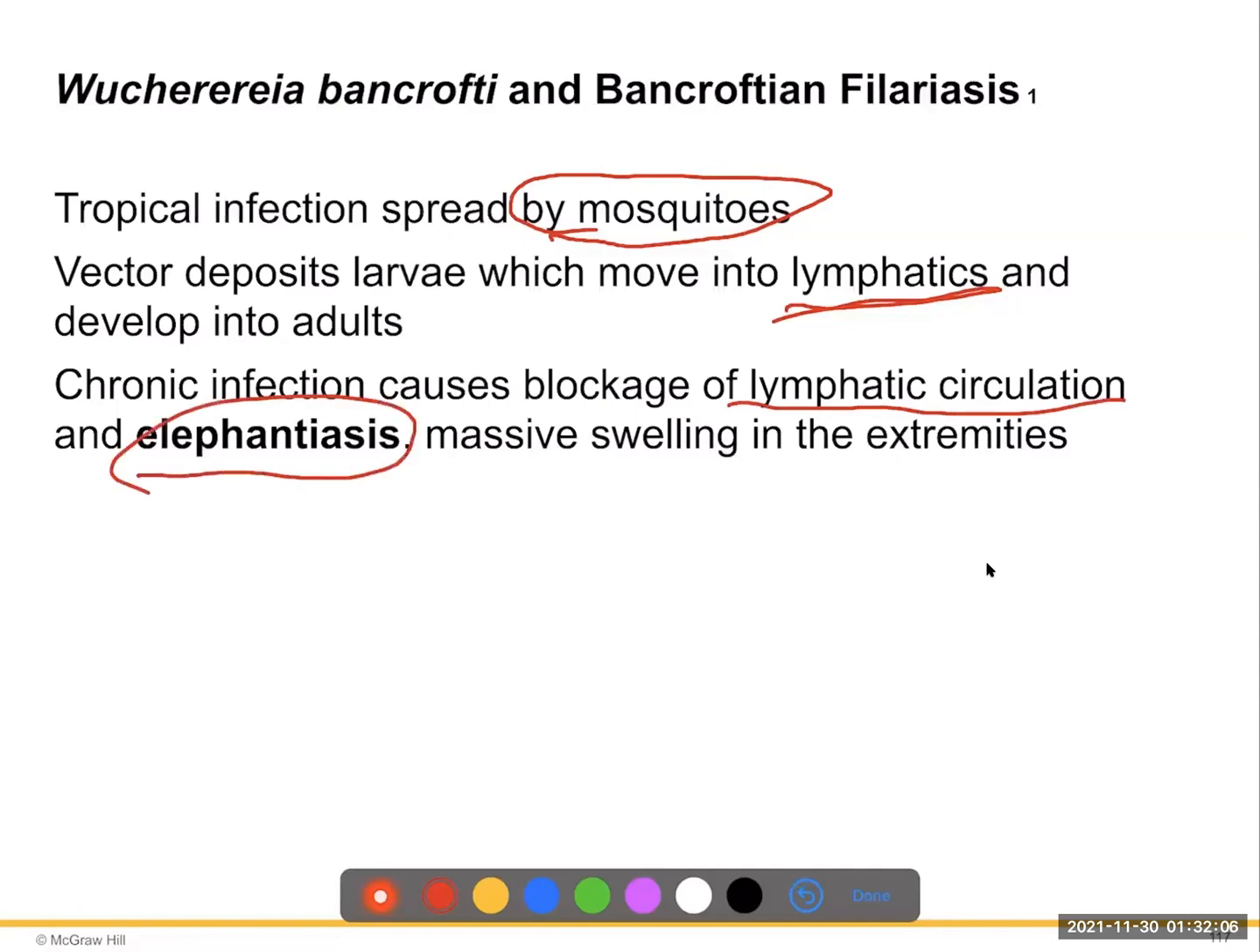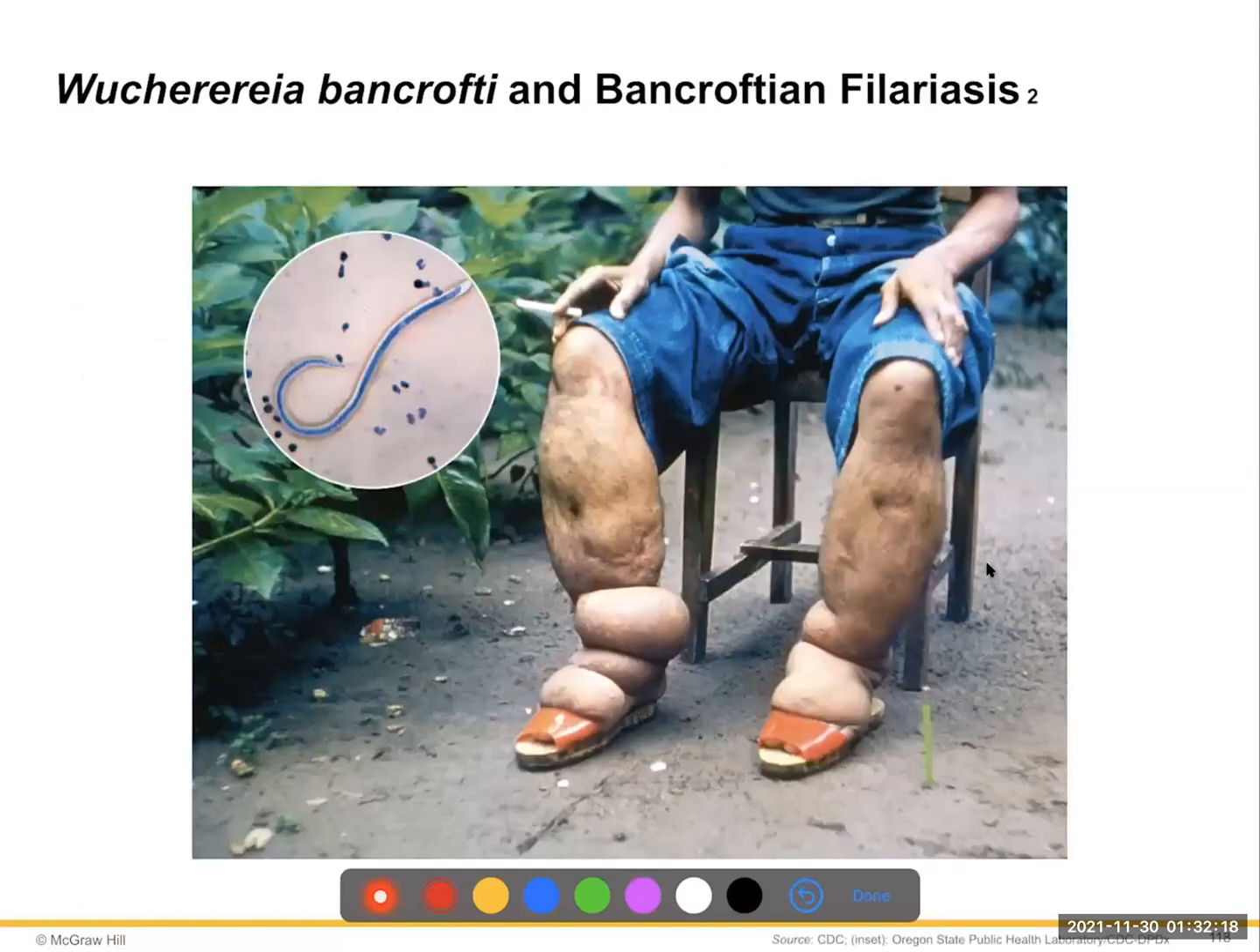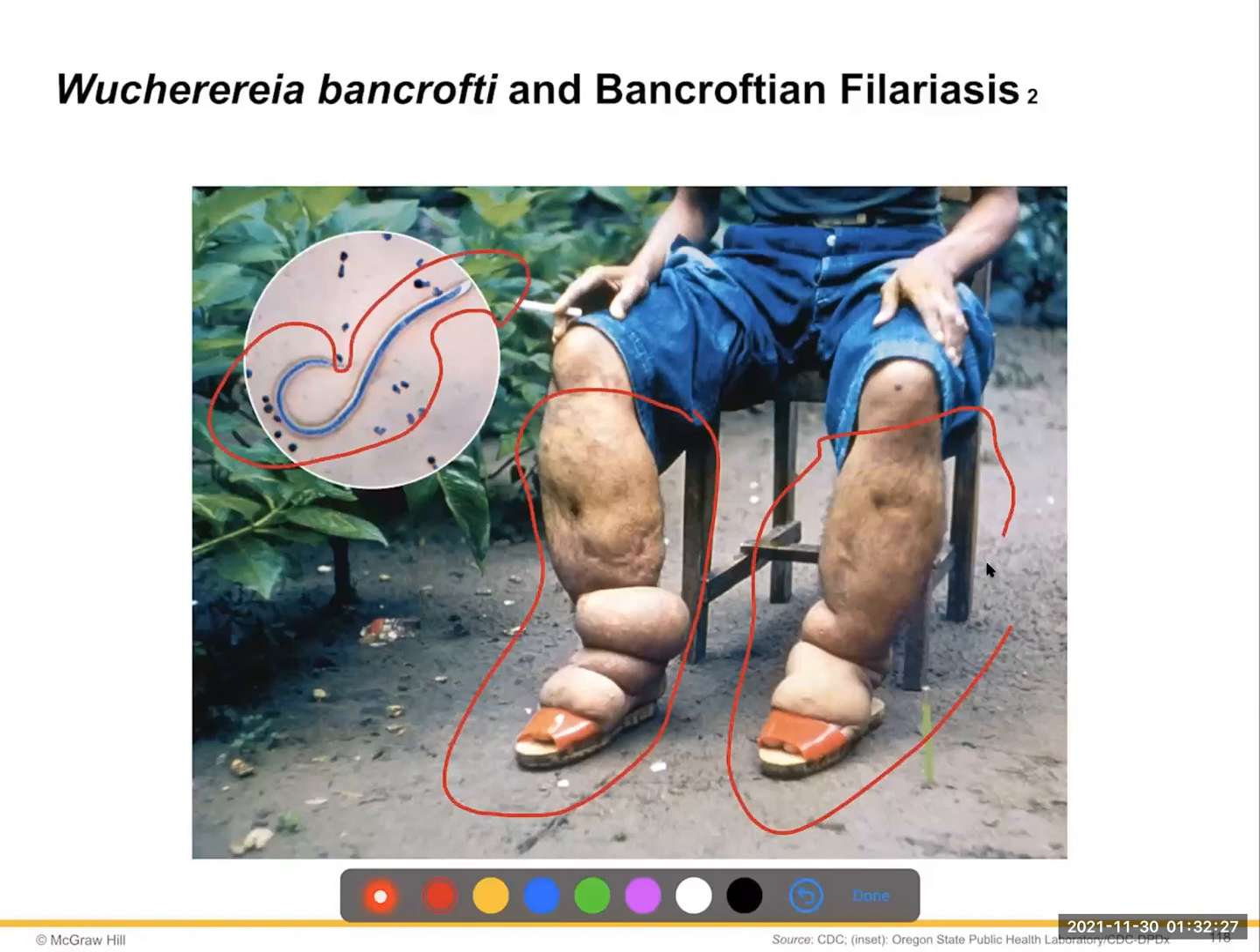Now the lymph can't drain. It needs to go back into the bloodstream, it can't get back in, you block it. So where that block is, the lymph fluid builds up and it causes huge swelling of those areas. You can see both these legs. This is elephantiasis. This is where the blockage of lymph drainage occurs and it can't drain out. And this is the parasite that causes that.